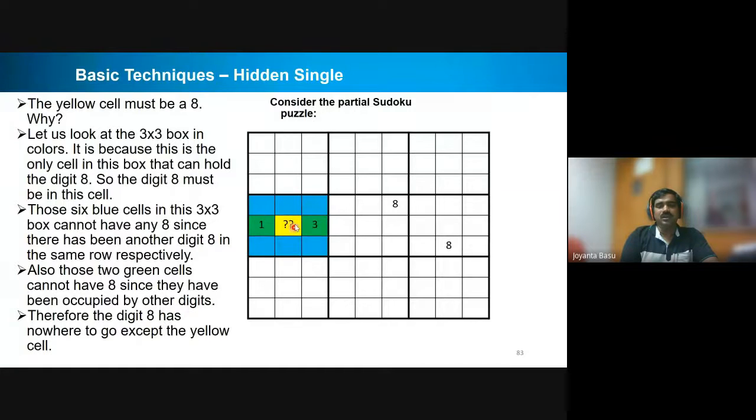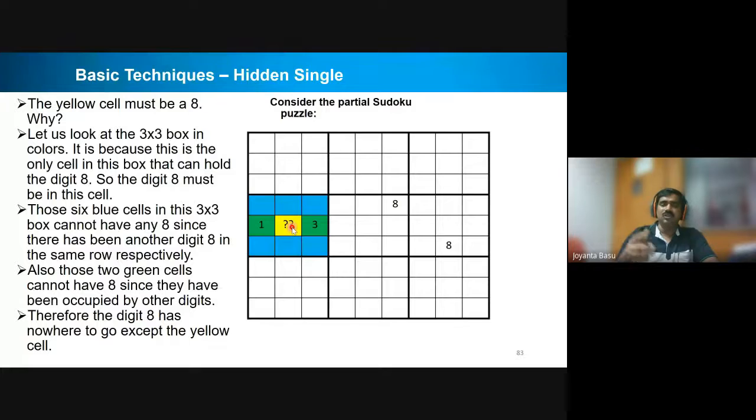We need to find what this question mark will be, some digit from 1 to 9. If you see, 8 is here in this line, so 8 is not possible to write here. 8 is also here, so 8 is also not possible here. So only in this section can we write 8. This is the only possible way to write the digit 8, and this we call the hidden single. There is no confusion.